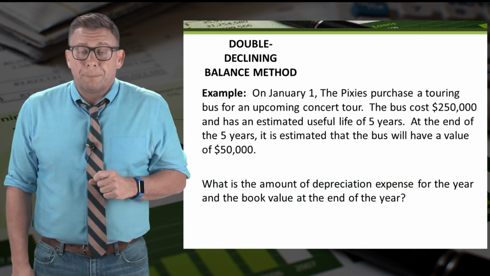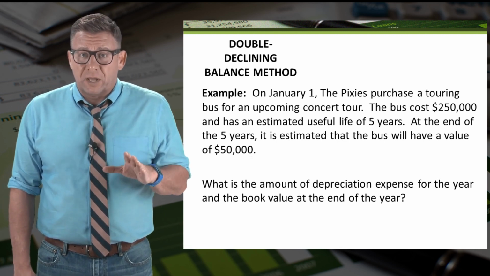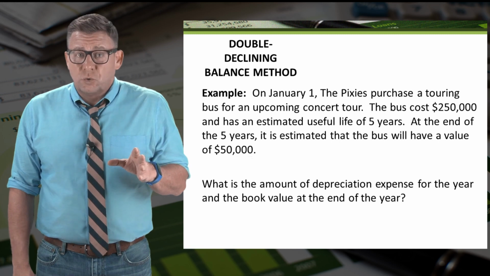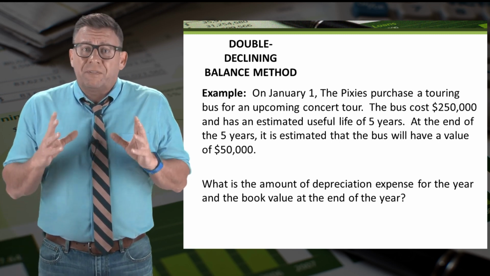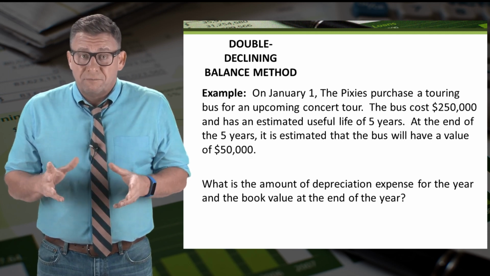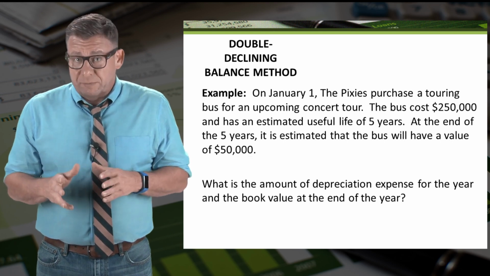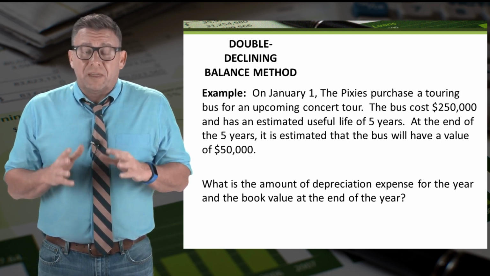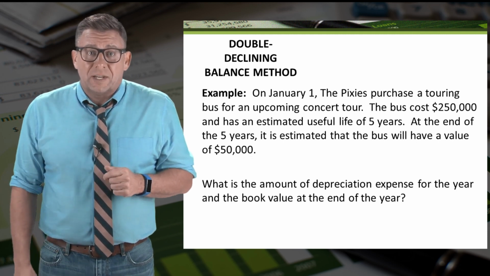So let's look at an example. On January 1, the Pixies purchase a touring bus for an upcoming concert tour. The bus costs $250,000 and has an estimated useful life of 5 years. At the end of the 5 years, it's estimated the bus will have a value of $50,000. Using the double declining balance method, let's calculate the amount of depreciation expense and the asset's book value at year end.